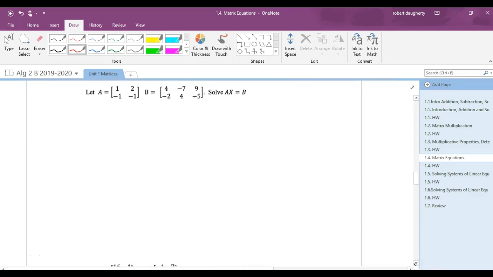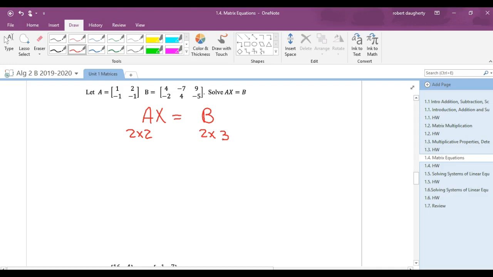Now, what's different here? Everything we've been doing has been 2 by 2, 2 by 2. So this one, I'm trying to solve AX equal B. What's the dimension of A? 2 by 2. What's the dimension of B? 2 by 3. What must X be?